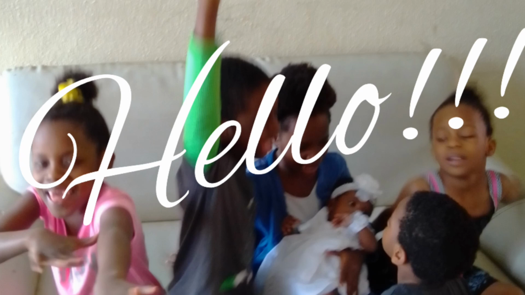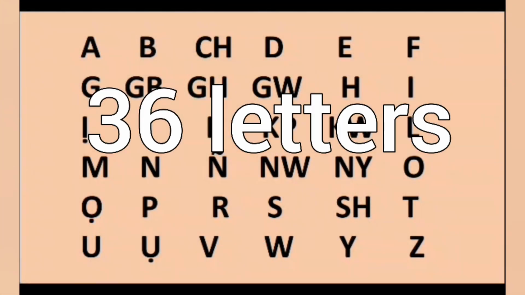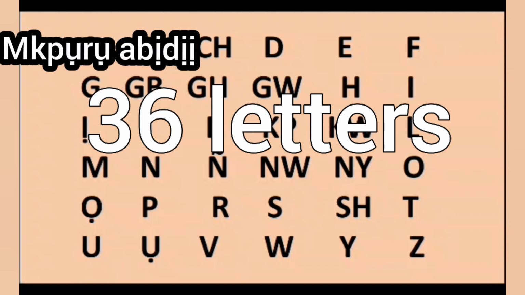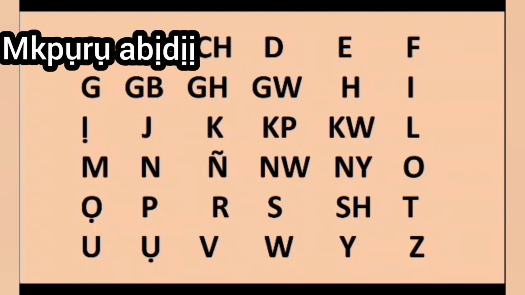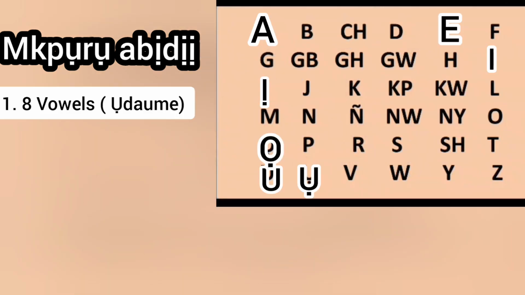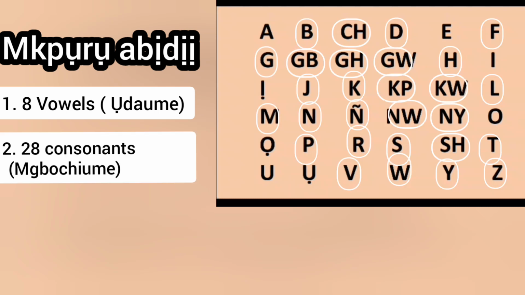Okay, so let's start our lesson. There are 36 letters in the Igbo alphabet. These letters are called mkpụrụ Abịdịị. They are divided into two groups, 8 vowels, ụdaume, and 28 consonants, mgbochiume.